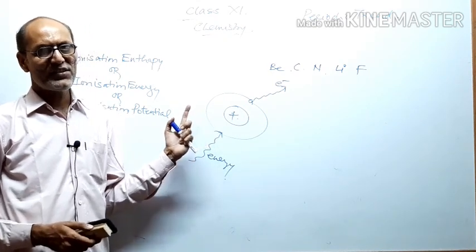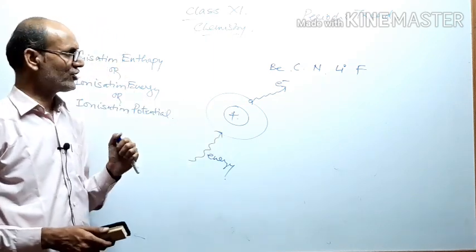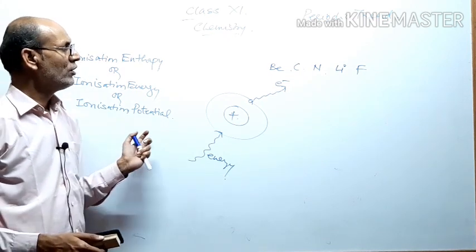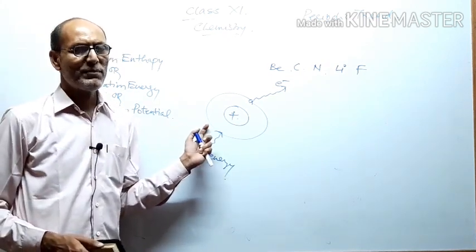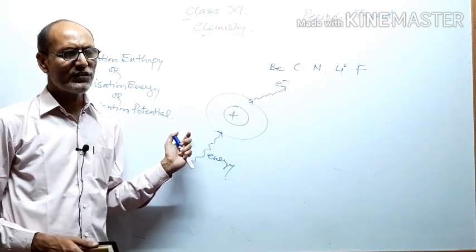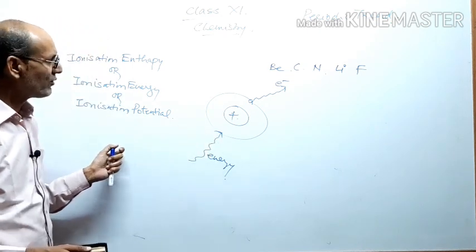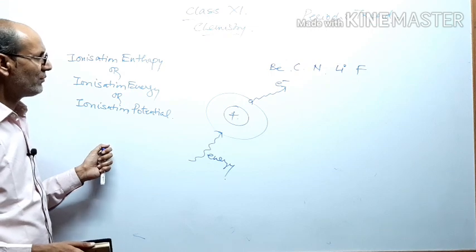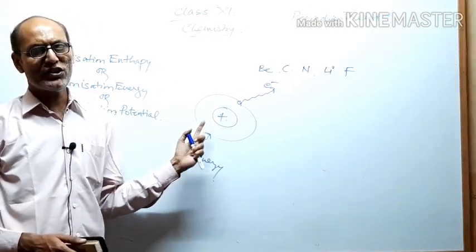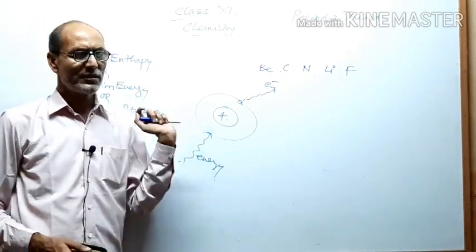As you have studied in the last lecture, that is atomic size, when we move from left to right in the periodic table, atomic size decreases because valence electrons increase. So ionization enthalpy or ionization energy also increases because the size decreases. The smaller the size, the more the ionization enthalpy. One concept is this: when we move from left to right, ionization energy, ionization enthalpy increases.